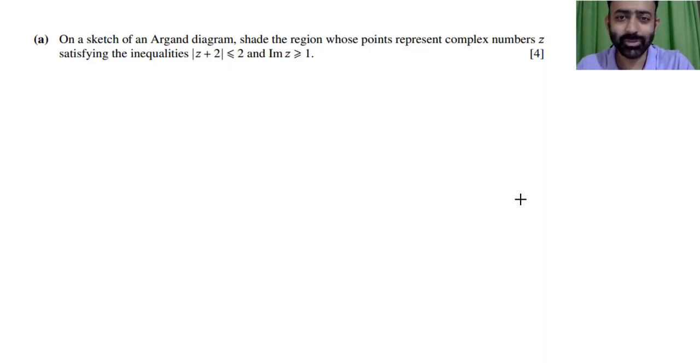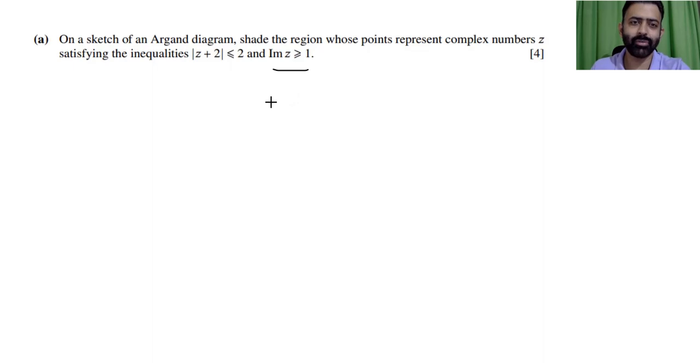These questions I find very interesting in complex numbers as far as the A level Pure Maths 9709 syllabus is concerned, and these questions do come in your external examination. So let us see what this question says: on a sketch of an Argand diagram, shade the region whose points represent complex number z satisfying the inequality modulus of z plus 2 is less than 2 and the imaginary part of z is greater than 1.